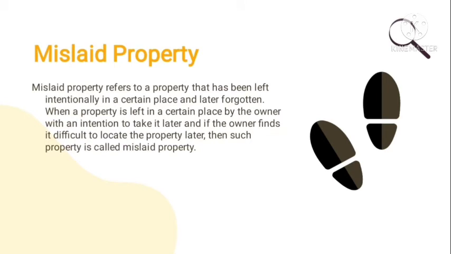Now, 4.2.2, mislaid property. Mislaid property refers to property that has been left intentionally in a certain place and later forgotten. When property is left in a certain place by the owner with an intention to take it later, and if the owner finds it difficult to locate the property later, then such property is called mislaid property. So, like we said earlier, lost property is unintentional, while mislaid is intentional. For example, a wallet found in a shop lying on the counter near a cash register will be regarded as mislaid rather than lost.